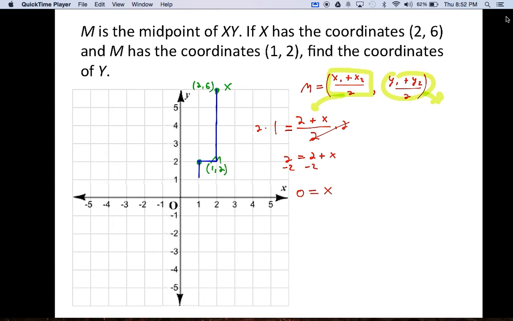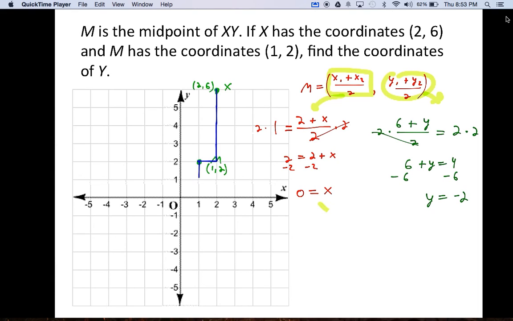And I'm going to do that same thing. I already know y1 is 6. So I know 6 plus the other y coordinate, which I pretend I don't know for now, is y. And when I divide by 2, I should get the y coordinate of our midpoint, which is 2. Now I can solve this equation. Again, multiply both sides by 2 to get rid of that denominator. So those cancel out. 6 plus y equals 4. Subtract 6 from both sides. I get y equals -2.